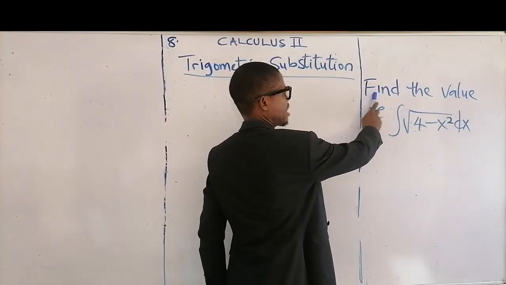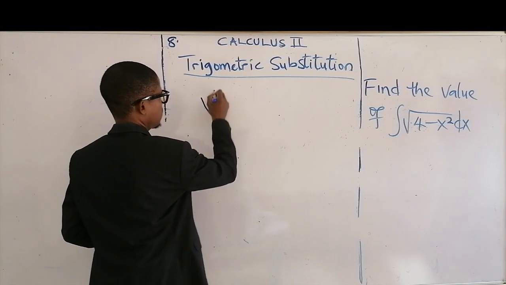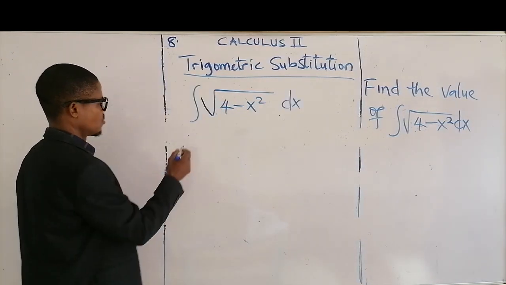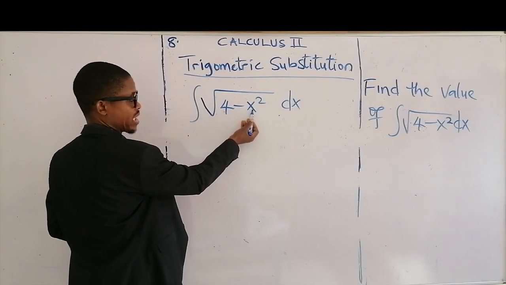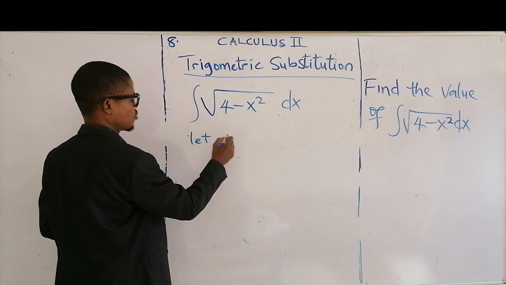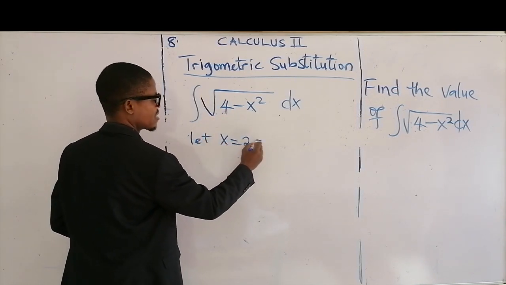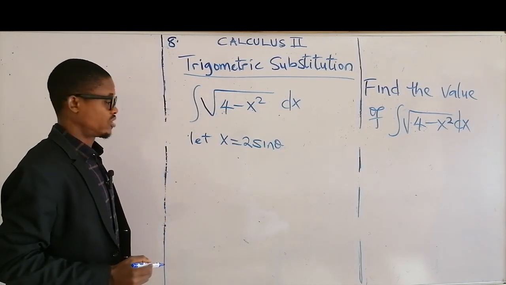Yeah, we have this question. Find the value of the integral of square root of 4 minus x squared. Based on the table, don't forget this is 2 squared minus what? Minus x squared. So we're going to make x equal to what? This is 2 squared, so we take the a of that, 2 sine theta. That's the first on the list in the table.